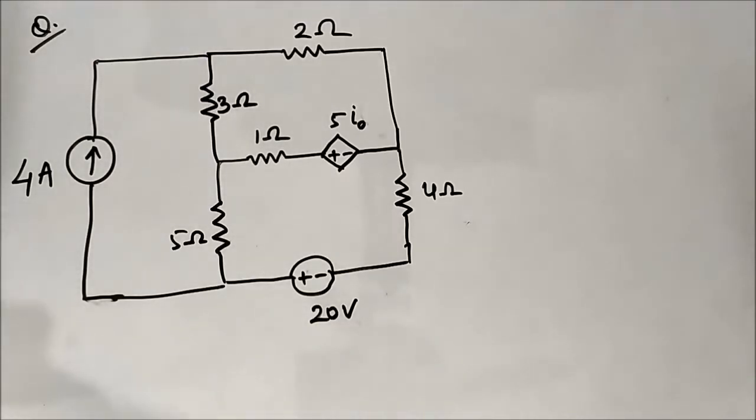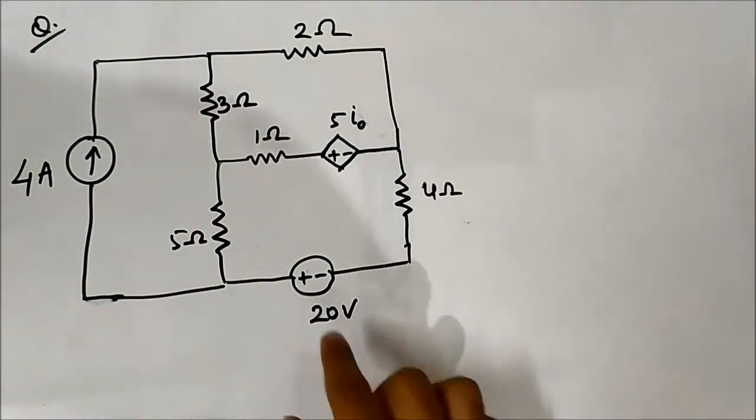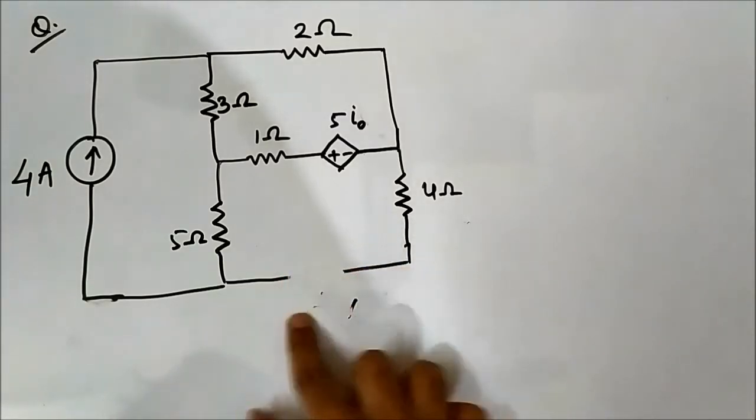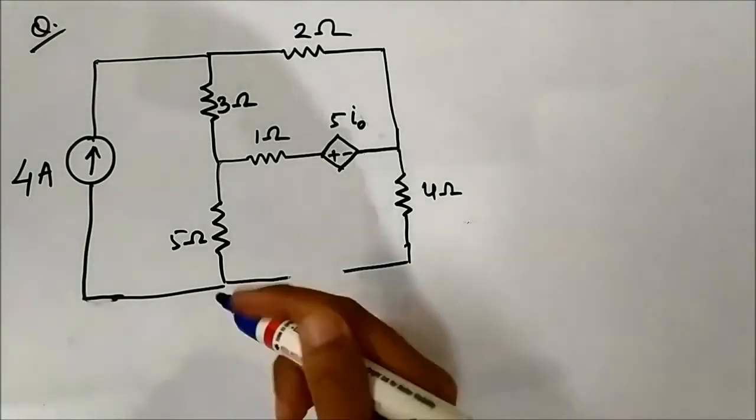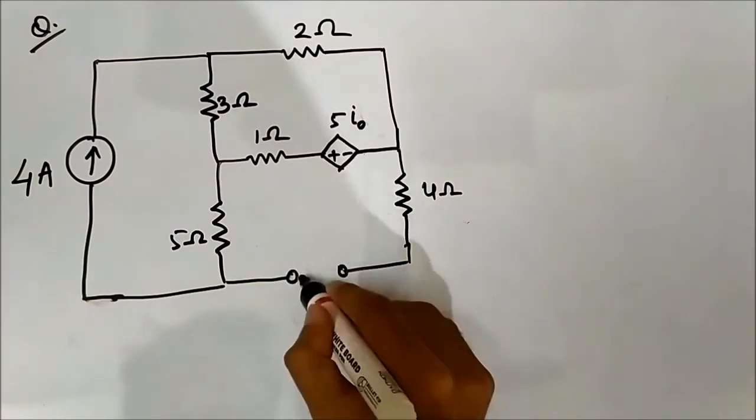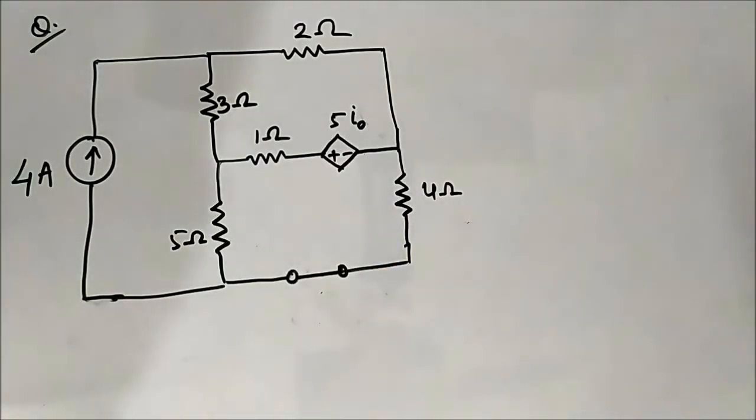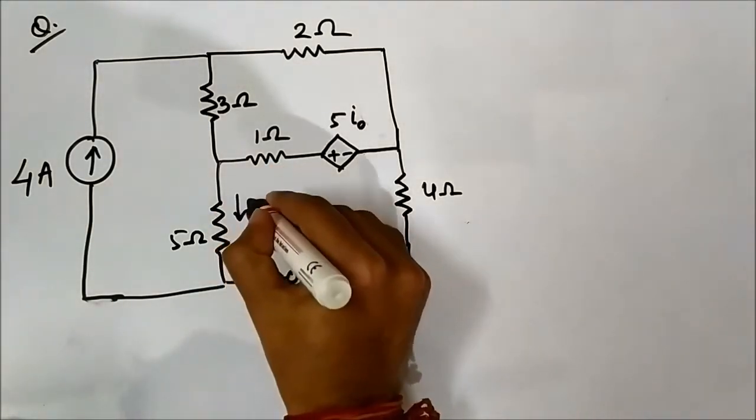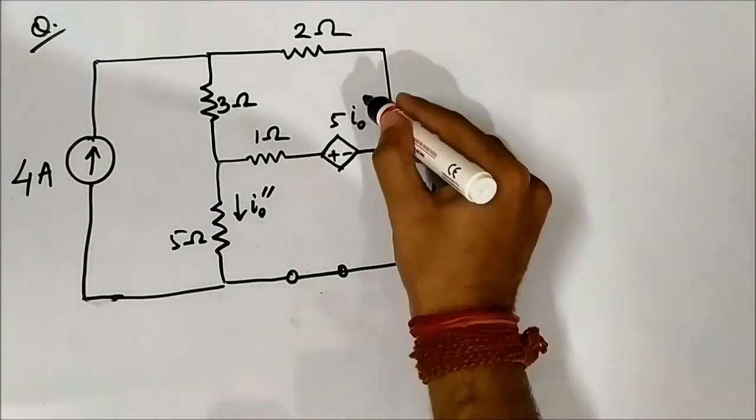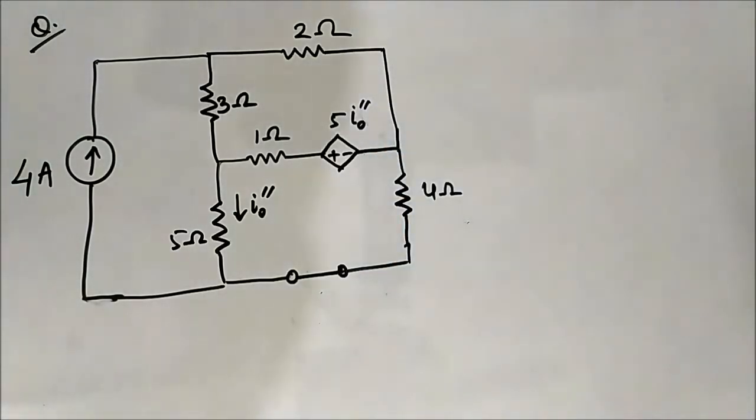Okay, so now we will perform step 2, in which we will reconnect the 4 ampere current source and short circuit this voltage source, considering the 4 ampere current source only. So we will short circuit this voltage source. Now we have to determine this current, I0 double dash, because this is the second step. This is also double dash. Okay, so now let us assign loop currents and find out the branch currents.